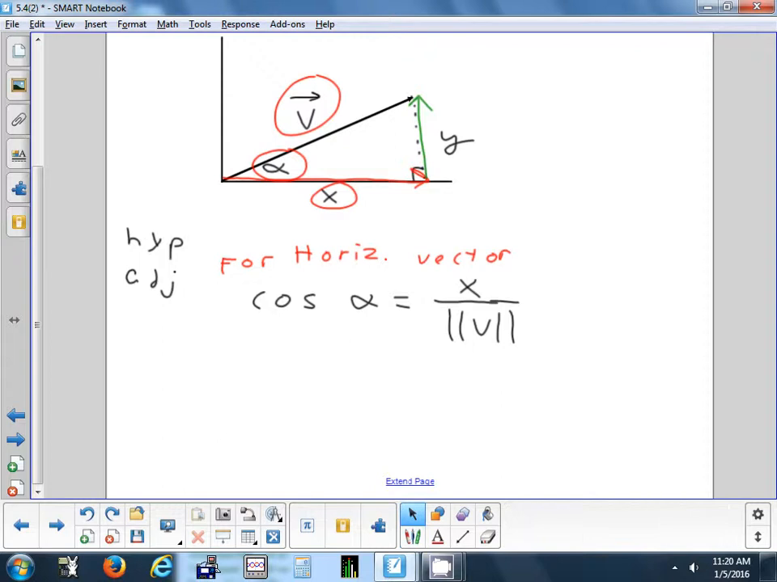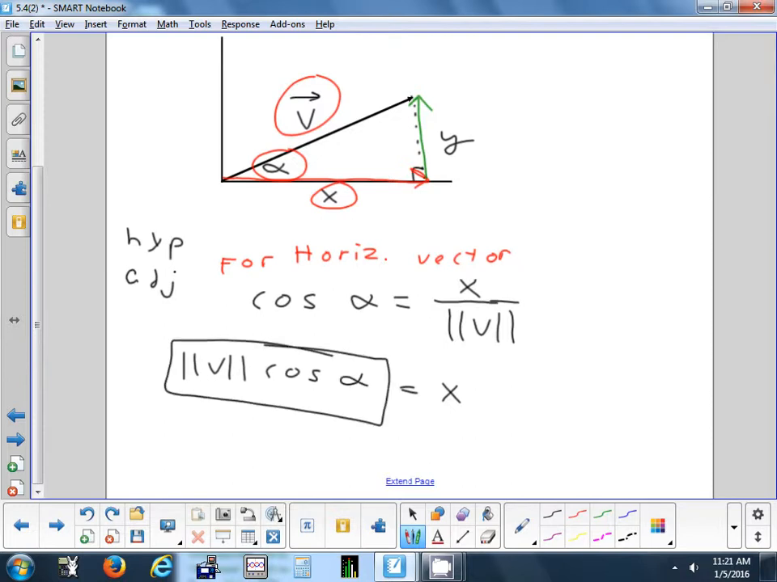And now my last step, how would I get x by itself? You multiply by the magnitude of v. Yeah, multiply by the bottom. Whatever v is, I'm just going to move it to the other side. So there's a formula that models just the horizontal component.